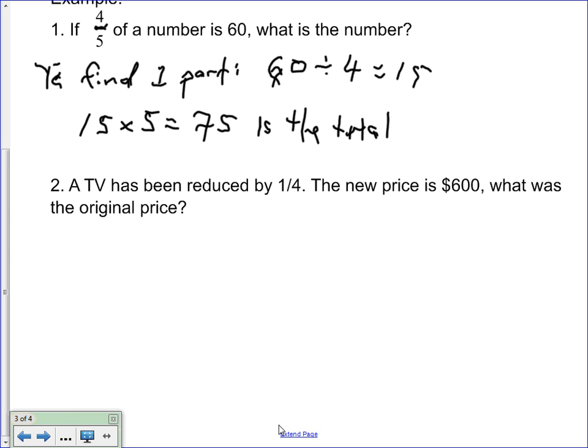To find one part. Well, obviously I'm not going to say you find one part. It's to find one part. You find your find. What? Thanks, Dad.